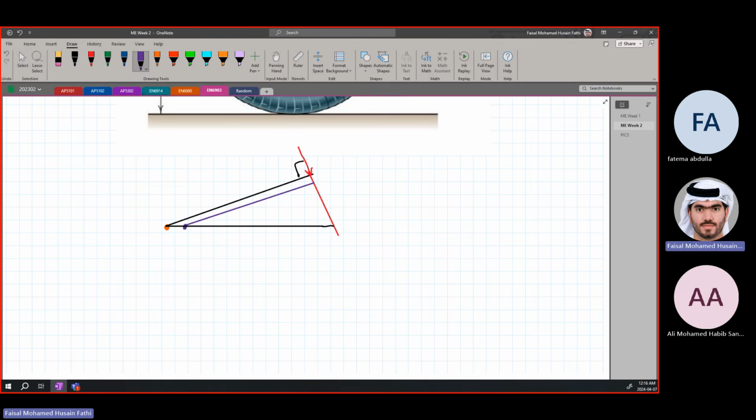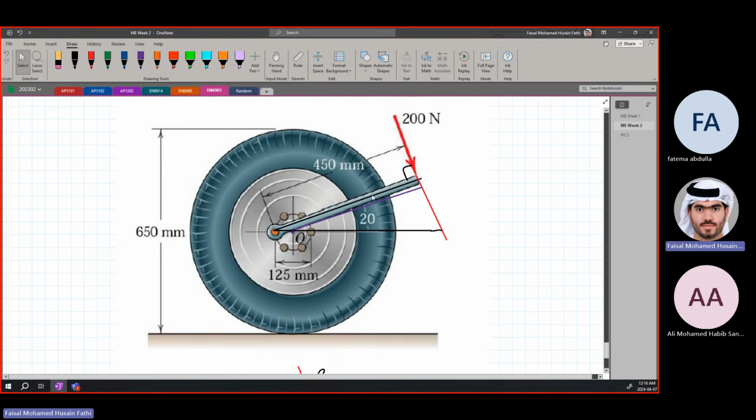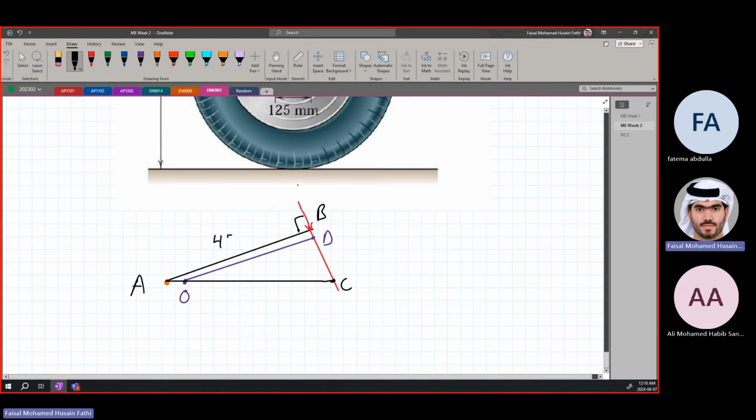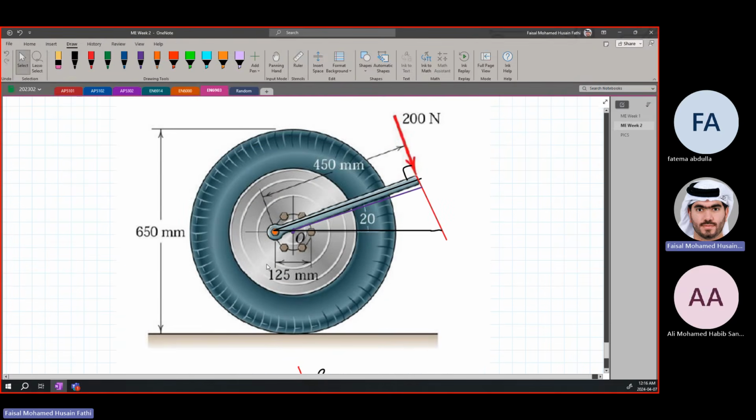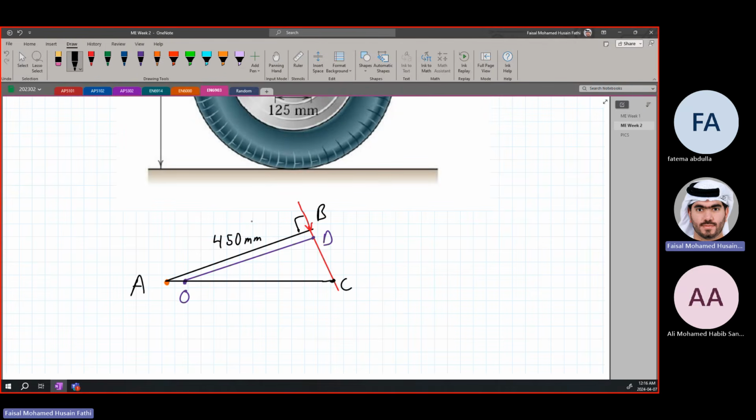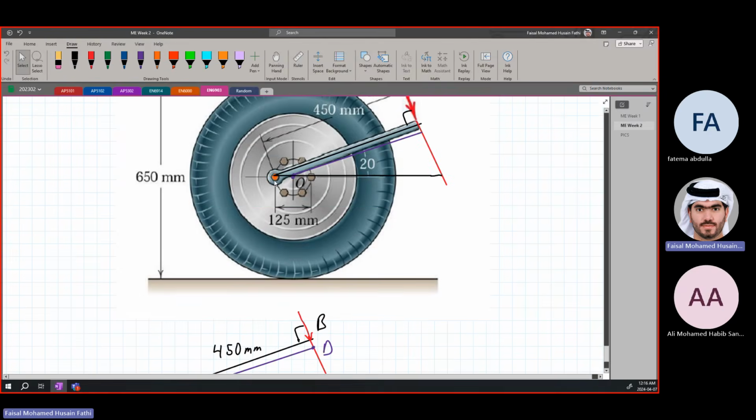Let's name the points. This is point O in purple. And let's name the intersection between the purple and the red here as D. And the triangle, let's call it triangle ABC. These points over here. What distances are we given? We are given that this, from here to here, is 450 millimeters. We are given this distance is 125, from this point to this point. So the distance from one bolt to the next bolt is 125, and O is in the middle.